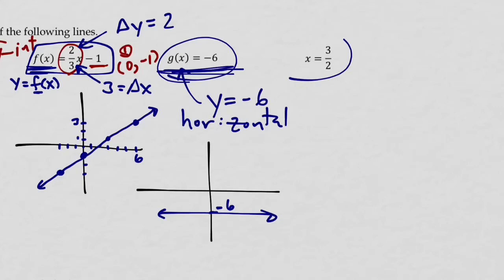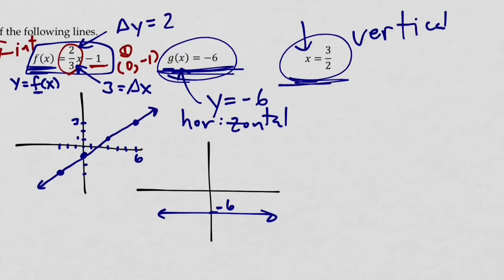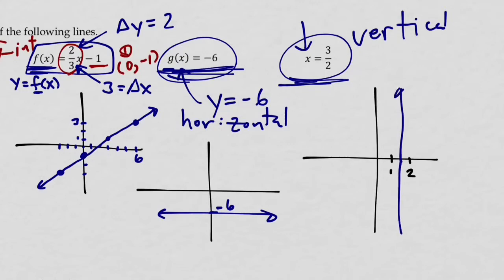And then in a similar way, if we do just have x, right, this doesn't have the name of the function attached, so this is just an x. This represents a vertical line. So to plot that, we end up with a vertical line at 3/2. So if this is 1 and this is 2, 3/2 is going to be halfway in between, and so I get a line that goes straight up and down, where every x coordinate is 3/2.